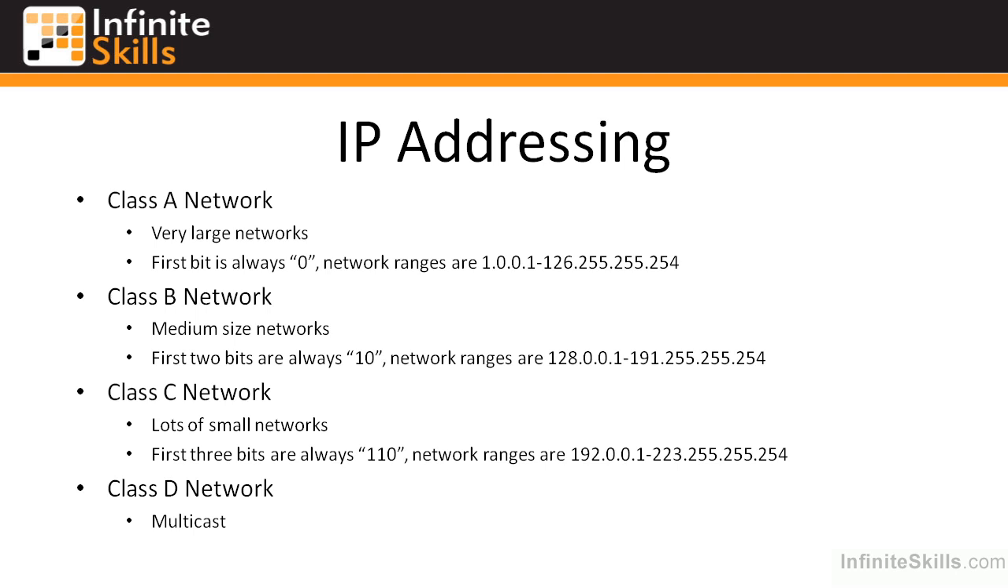Where you'll see multicast used a lot, besides routing protocols, is streaming video. If you have a streaming video server and you have multicast clients, that way you can only send one packet across the network and have 15, 20, 30 machines all watching the same video feed. The first 4 bits of the Class D network are always 1110, which gives us possible network ranges of 224.0.0.1 to 239.255.255.254.